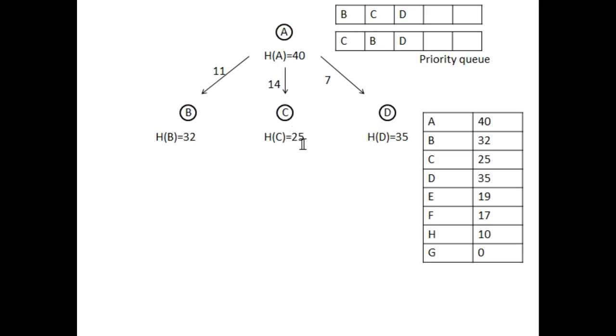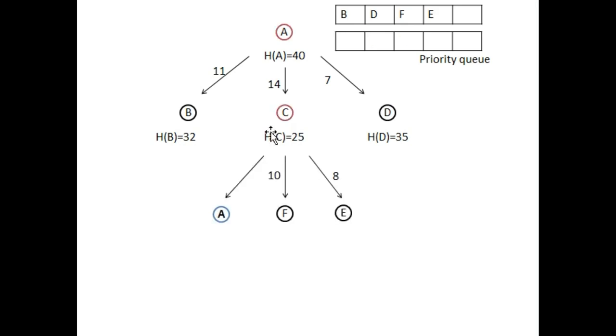So the heuristic value of C is less, so it has the highest priority, and then the priority of B, and in the same way D has the lowest priority because the heuristic value of D is 35, which is the highest value among all of these nodes. So we will visit the node C. Just look at this. I will mark the color over here to represent that I have visited the node C.